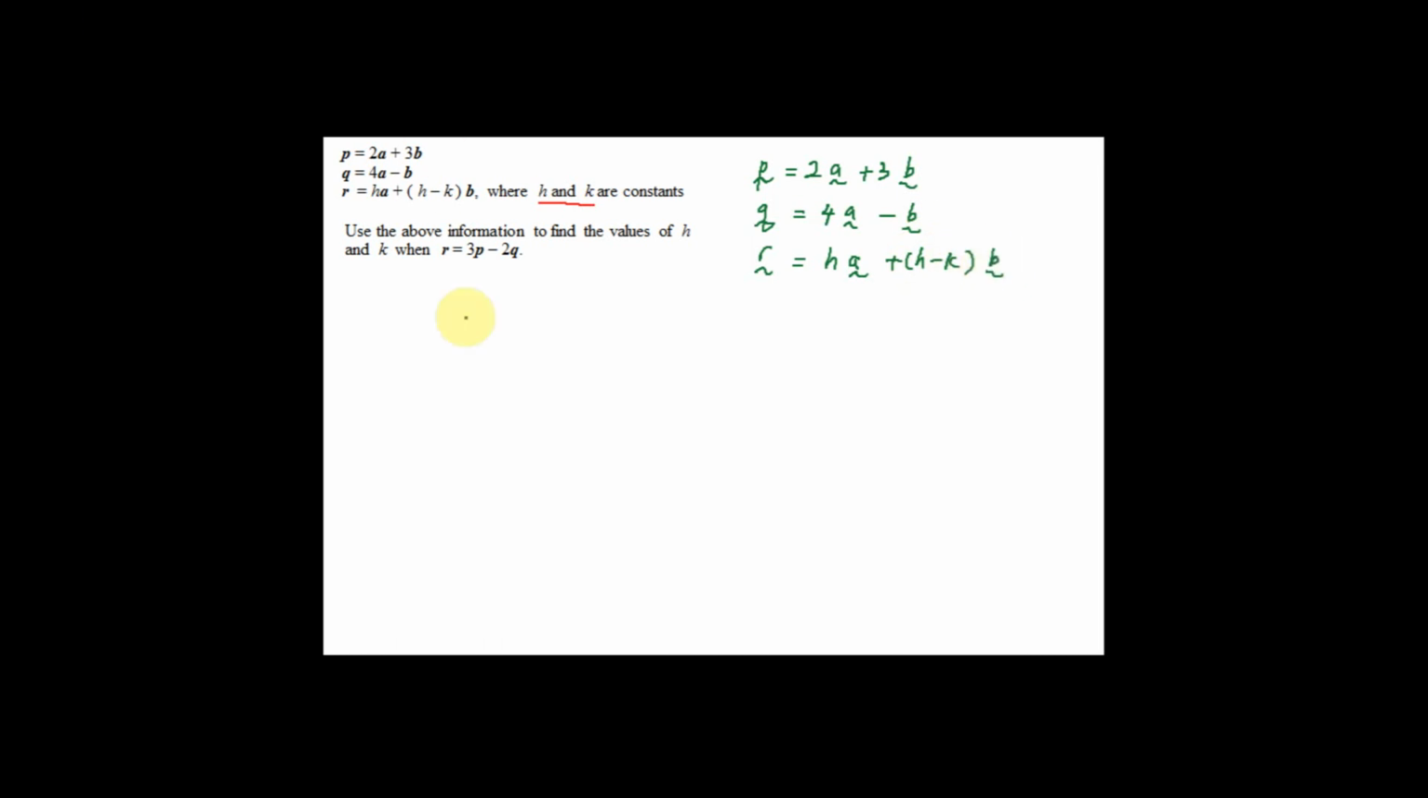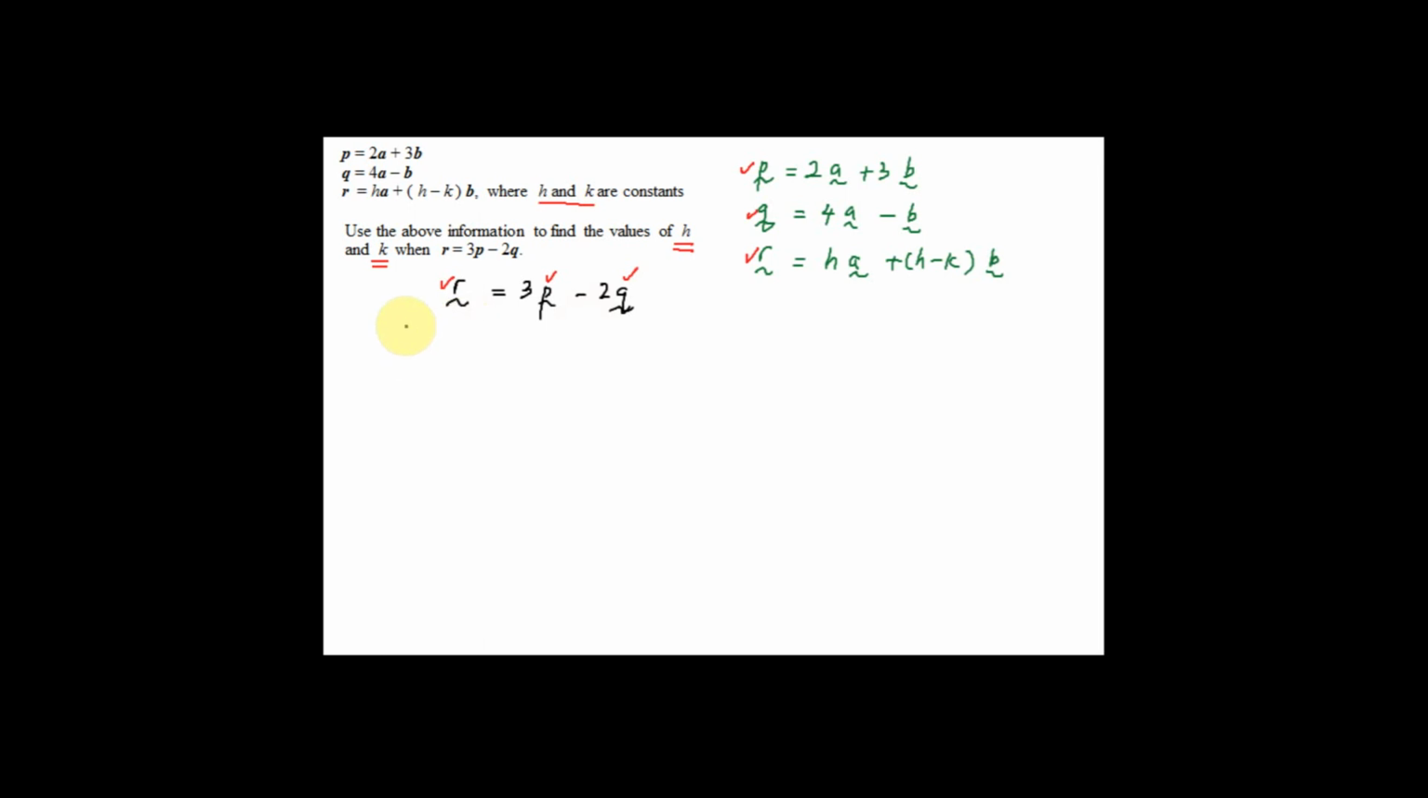So now you are given this relationship, that R equal to 3P minus 2Q, and you're required to use this information above to find the values of the constants h and k. So how to do this? If you look at it carefully, you're given R, which is ha plus (h minus k)b. You're given vector P as well and vector Q.